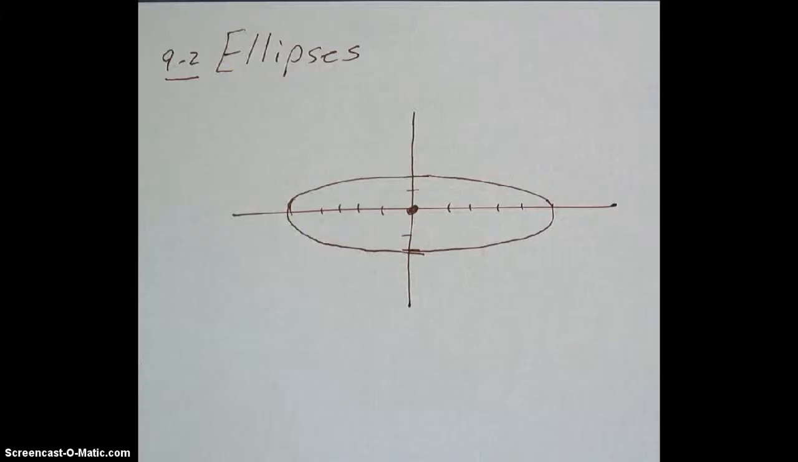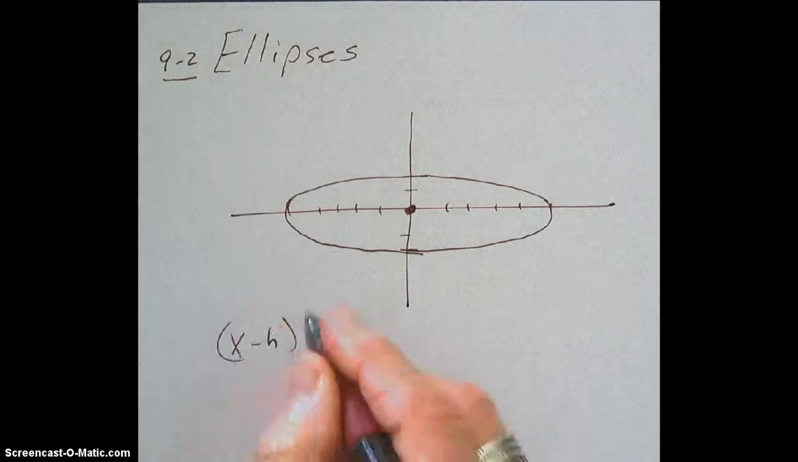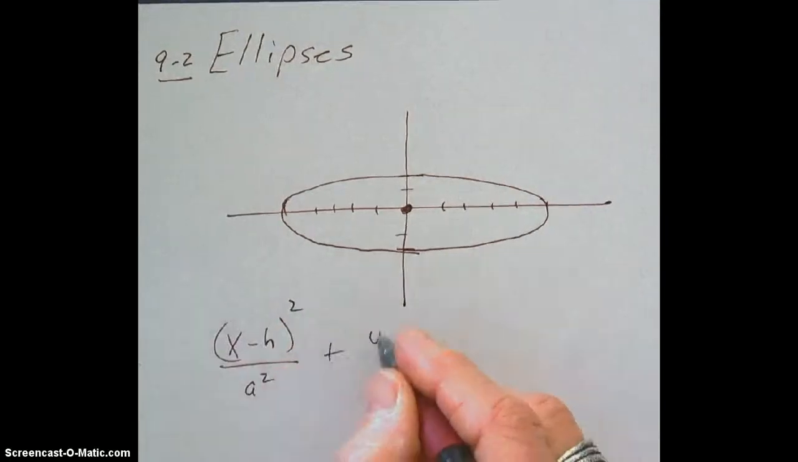Today our discussion is going to be on ellipses. Really, what is an ellipse? It's a flattened out circle. So we're going to have two standard forms. One of them is going to look like an ellipse that is flattened in the x direction.